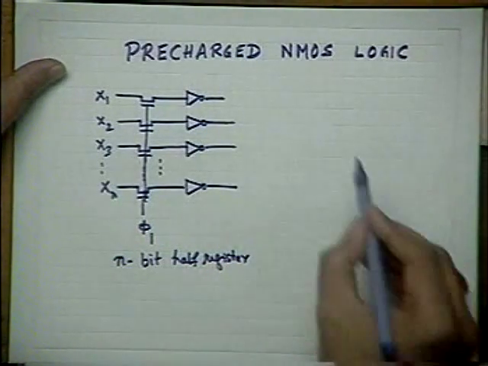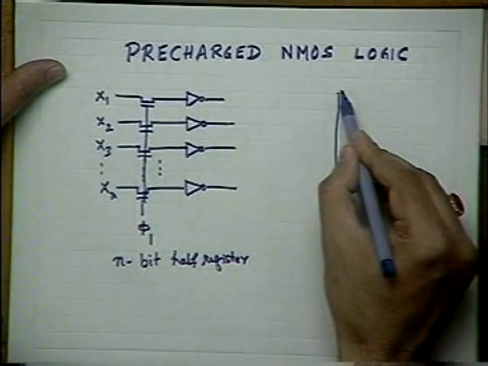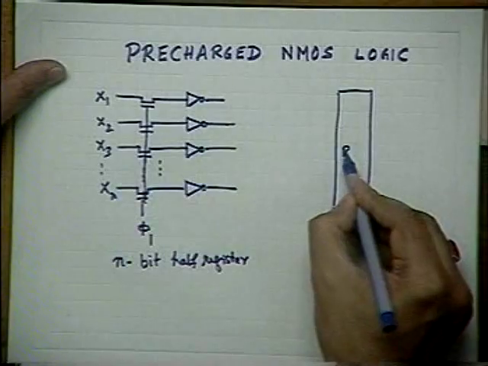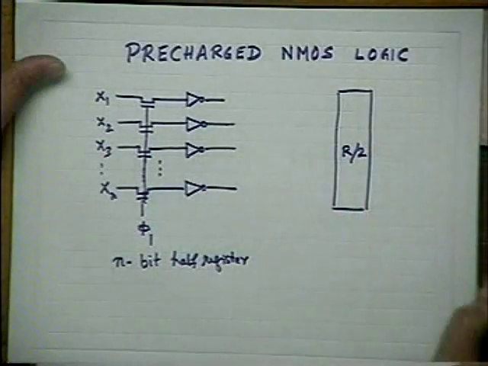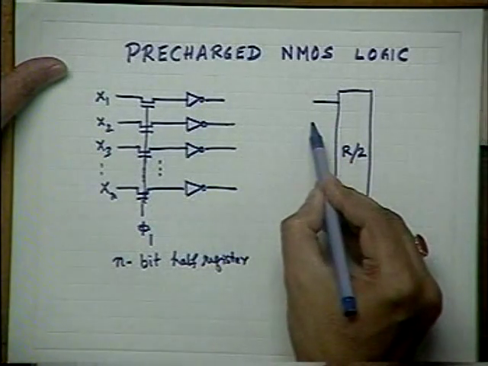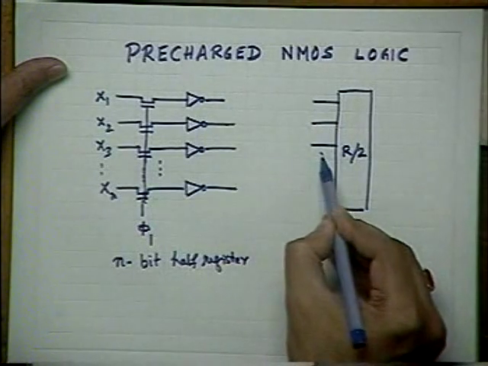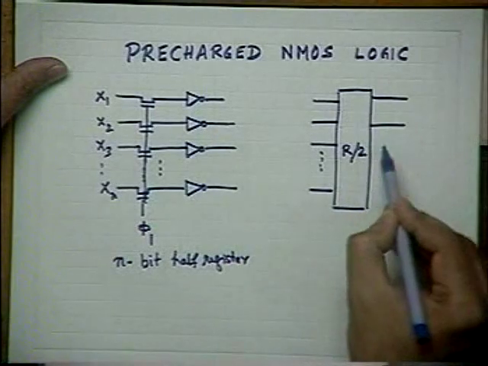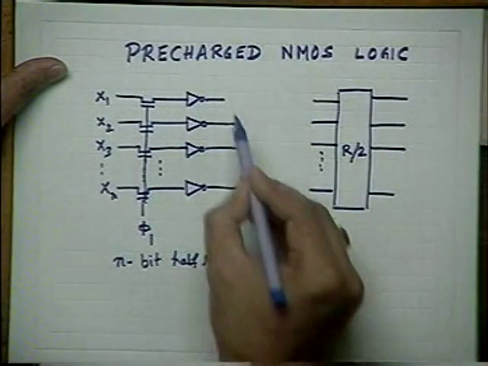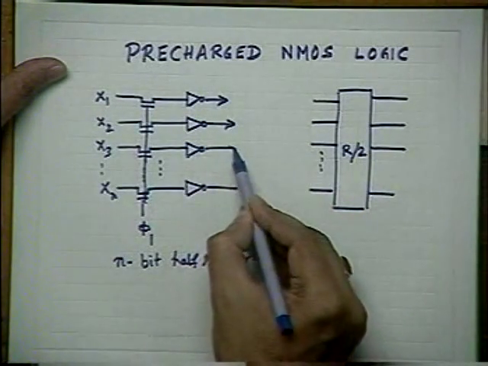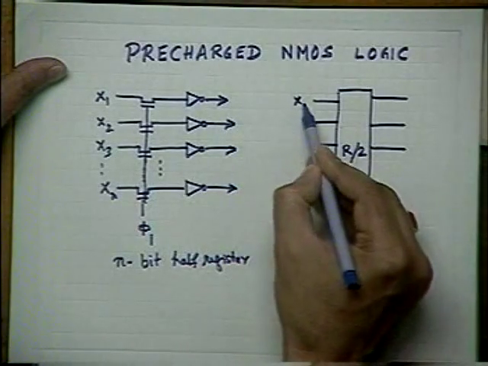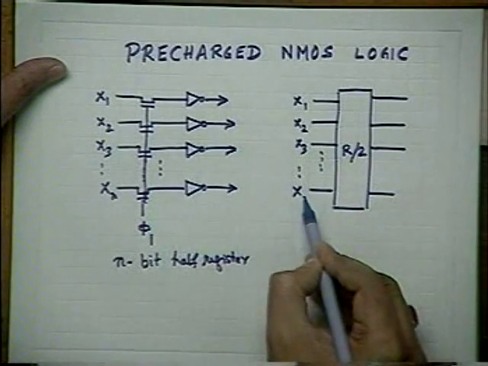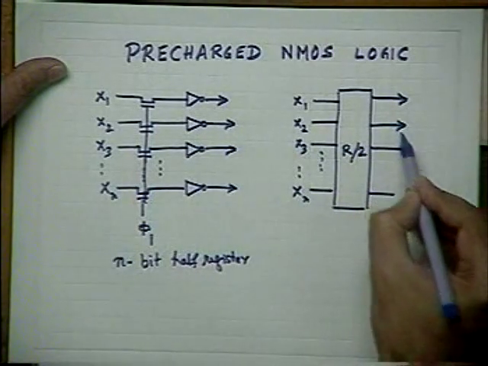N-bit half register, and we shall show it by a block something like this. I will call it R by 2. That is the traditional way of writing. Then like this, then like this. So these are the outputs, x1, x2, x3, xn, and these are the outputs.